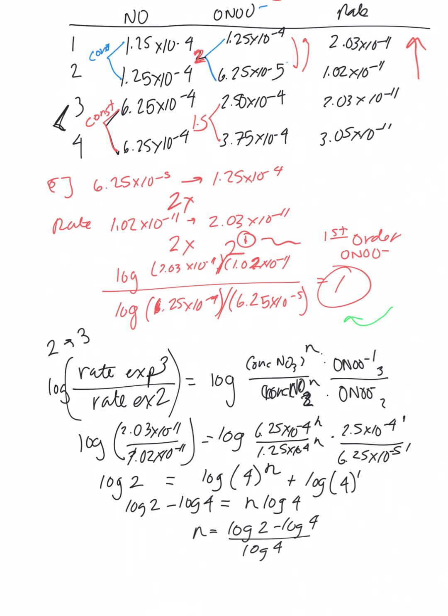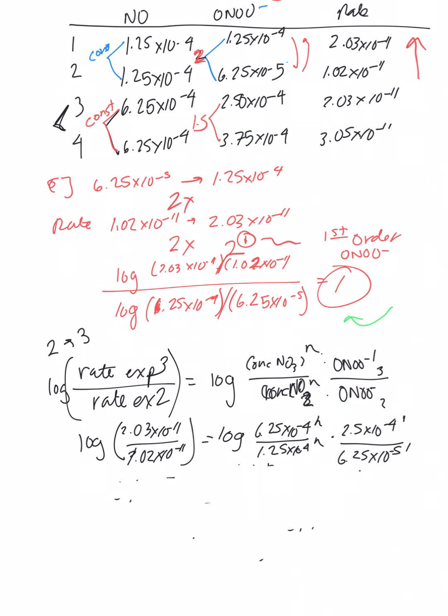Okay, y'all, I made a mistake here, so I have to go back and erase this. I need to make sure all of my exponents are correct. When we go from experiment 3 to 2 for NO, in reaction 3 we have 6.25 times 10 to the negative 5, and then 1.25 times 10 to the negative 4. So when we go from 2 to 3, we're actually getting smaller for NO, and then getting bigger for our ONOO minus. So we're going to redo this.